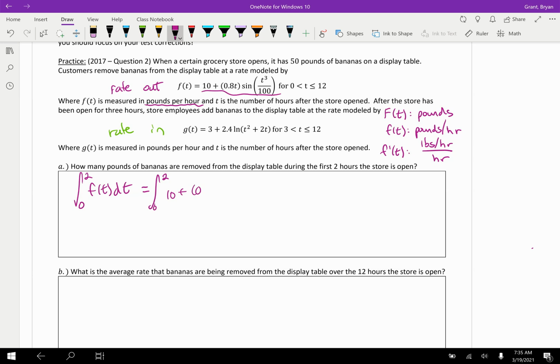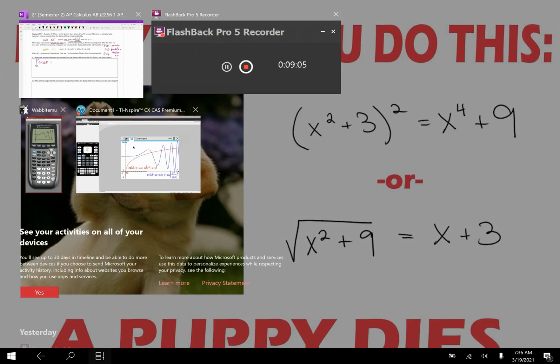You don't need to rewrite that whole equation. In fact, I would suggest you don't. The only work you need to show on here is that you're integrating from 0 to 2 of f of t. They named the equation f of t. They know what f of t means. This is the only math we need. So let's go through and find that integral.